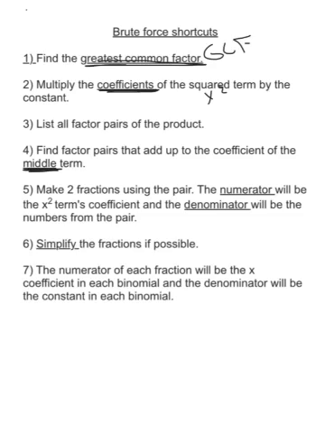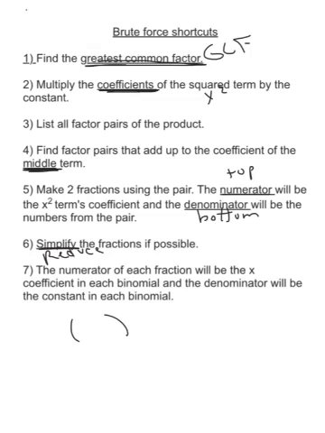Step 5, make 2 fractions using the pair. The numerator, which remember is the top of the fraction, will be the x squared term's coefficient, and the denominator, which is the bottom of a fraction, will be the numbers from the pair. Step 6, we're going to simplify or reduce the fractions. And then step 7 says the numerator of each fraction will be the x coefficient in each binomial, and the denominator will be the constant.